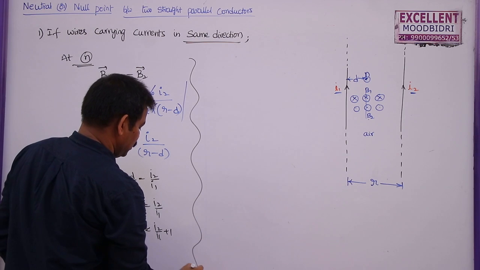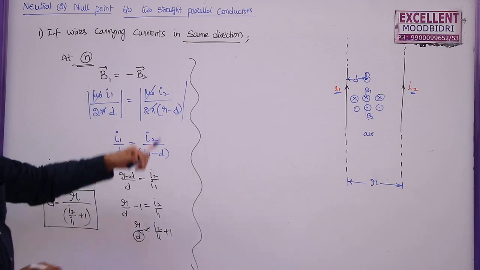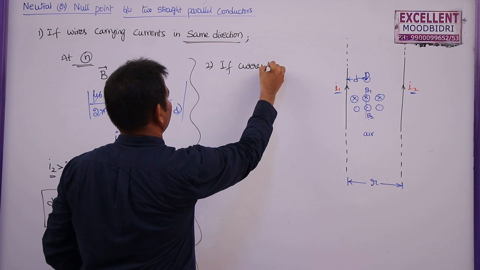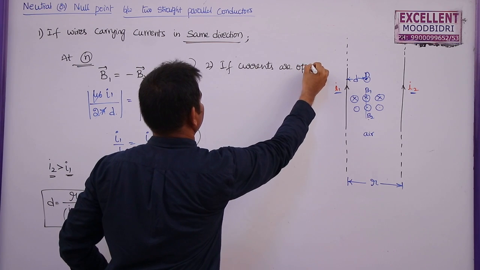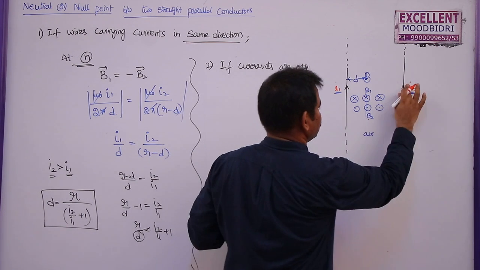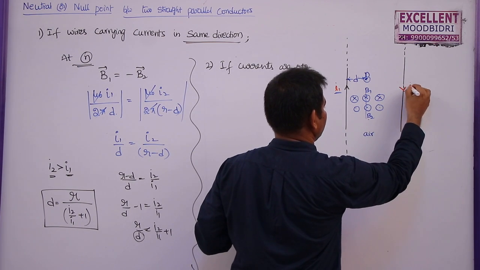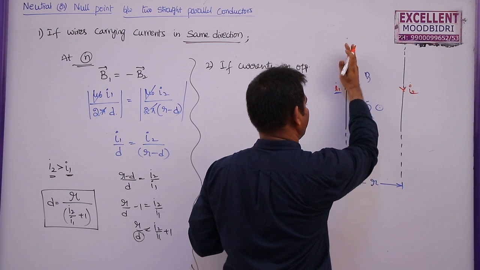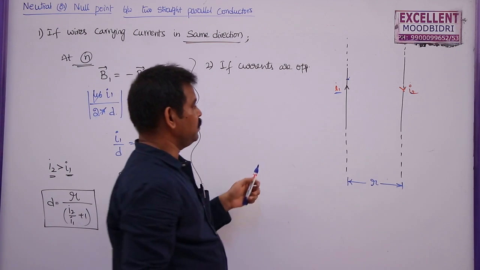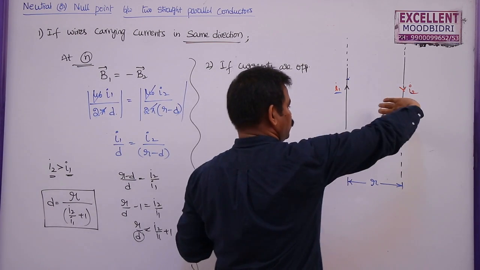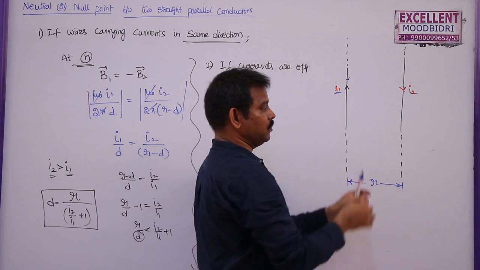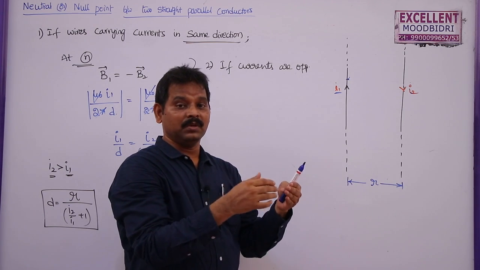But if they are carrying current in the opposite direction, I am taking this as case 2, if currents are opposite to each other. So let me change the direction of the current here. Instead of I2 going upwards, let us say I2 is flowing down. Then what is the direction of the magnetic fields here? Remember students, when these two are carrying currents in the same direction, due to this the field is inwards, and due to this also the field is inwards. So between these two wires, both magnetic fields are acting in the same direction. But for the null point to be formed, fields must be opposite to each other.